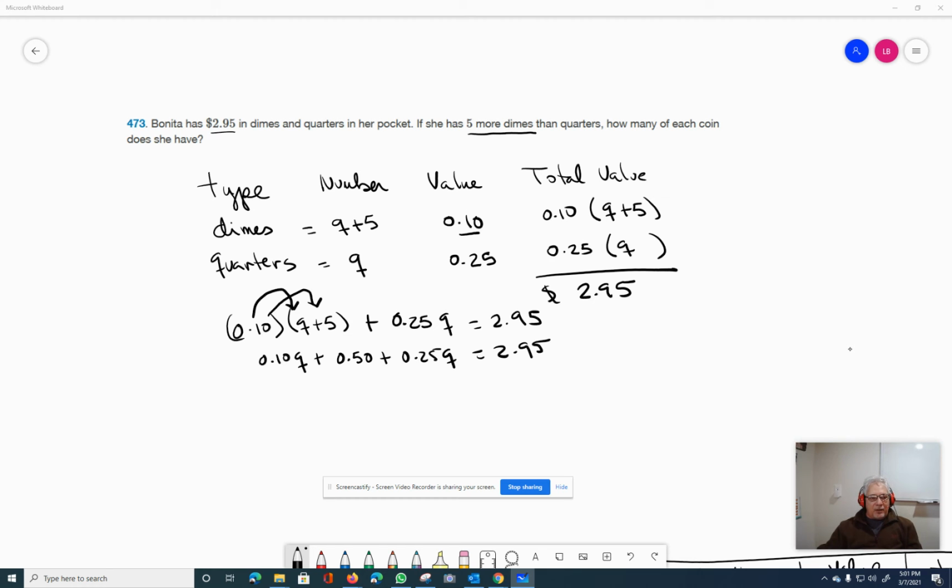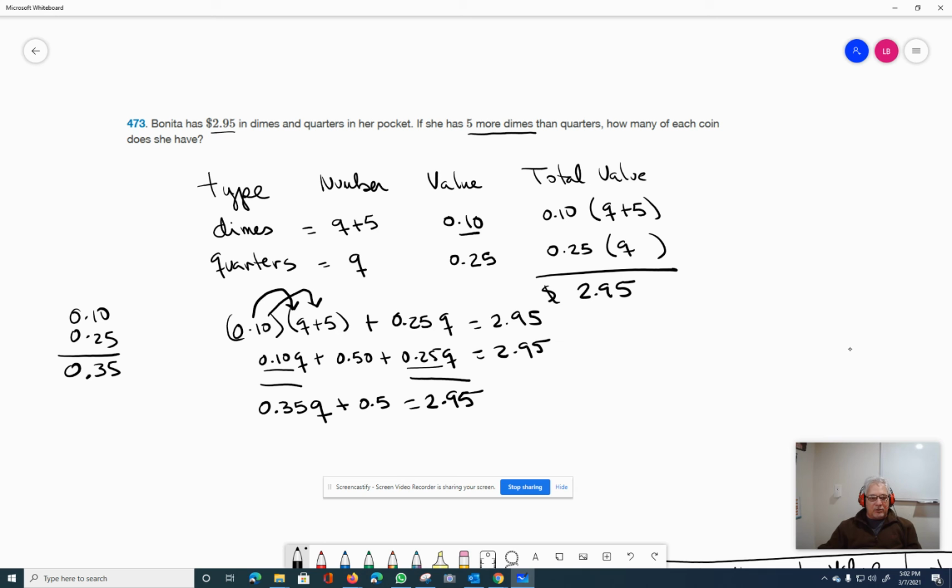Next thing, I want to group the Q values, the quarters. I want to group these two. So adding 0.10 and 0.25, I will get 0.35 Q. Again, I'm adding 0.10 and 0.25. If you do the addition, that will be 0.35. And still I have the 0.5 on the left here, and that will be equal to 2.95.